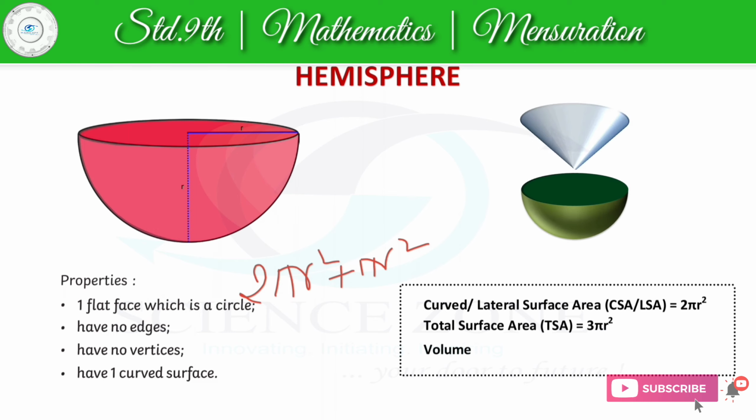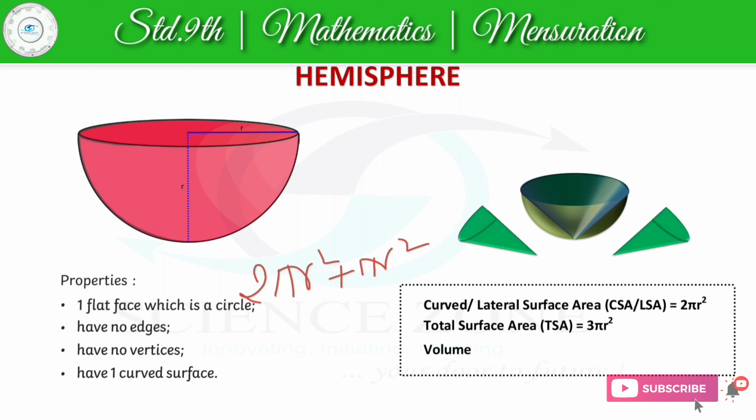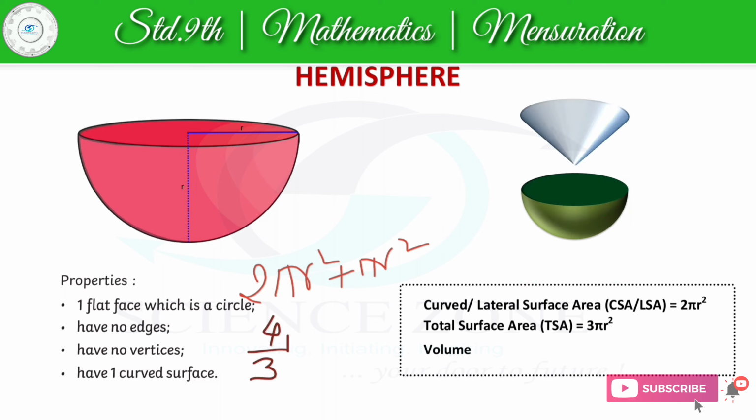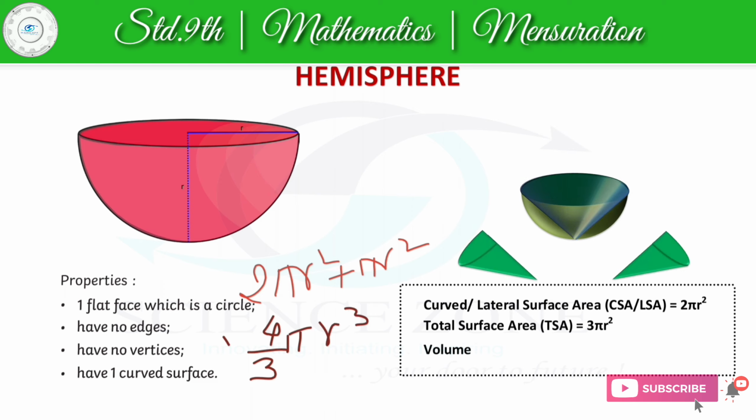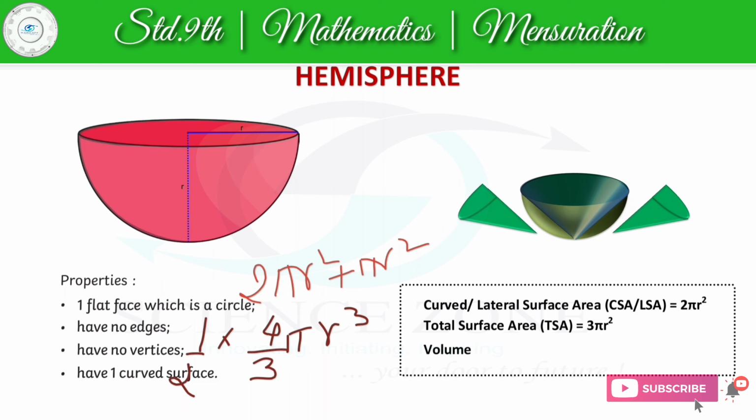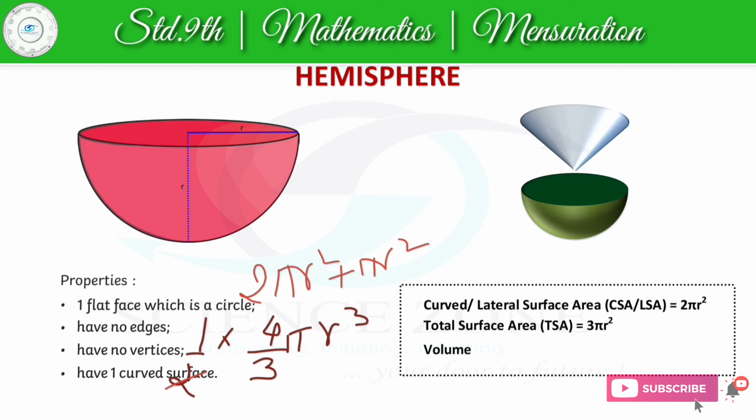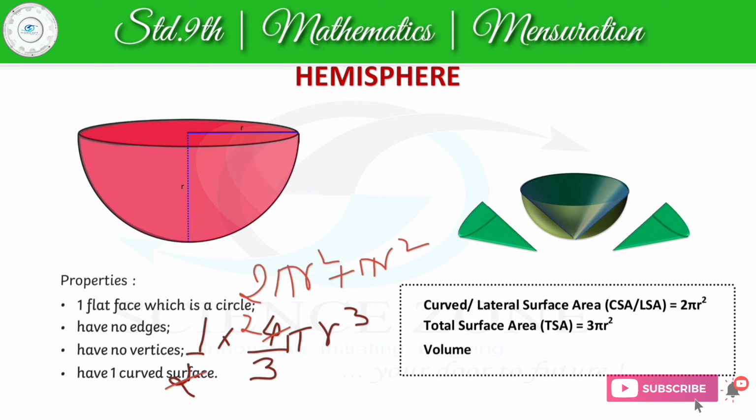Volume of hemisphere is equal to twice the volume of cone with radius equals to their height, or the volume of hemisphere is half the volume of sphere. The volume of sphere is given by formula 4/3 pi r cube. Therefore, the volume of hemisphere will be 1 by 2 of 4 by 3 pi r cube. 2 and 4 will get cancelled out. So the formula for volume of hemisphere will be 2 by 3 pi r cube.